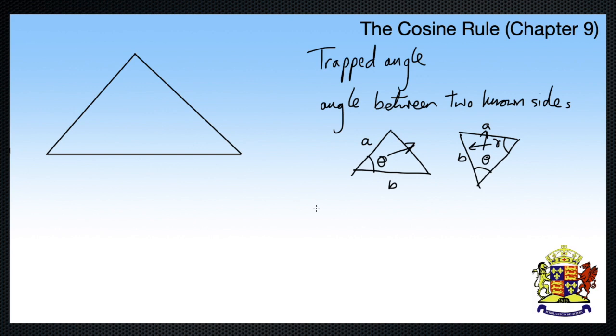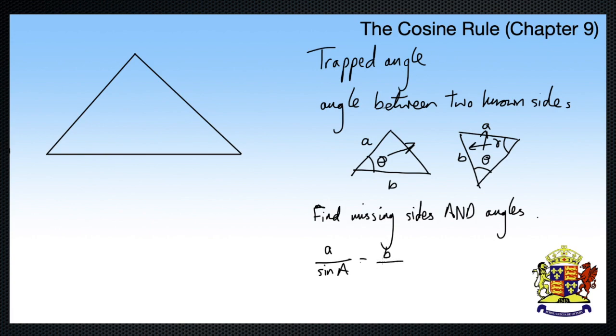Now the cosine rule helps us find missing sides and angles. And just like with the sine rule, where I would say I had a over sine A equals b over sine B, and then flip it to find the angle, I rearrange the cosine rule in a similar way in order to find the angle.